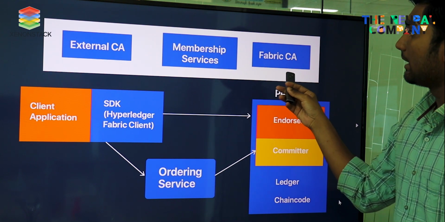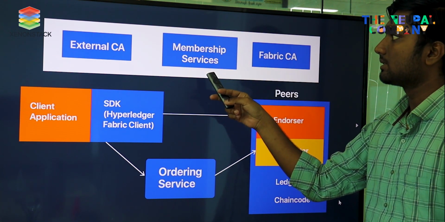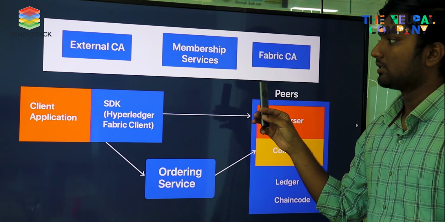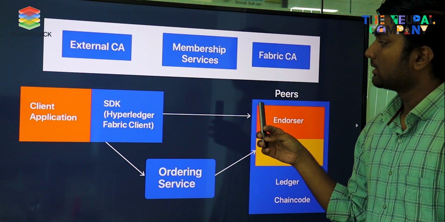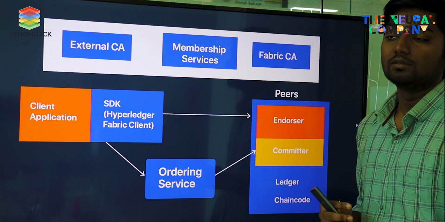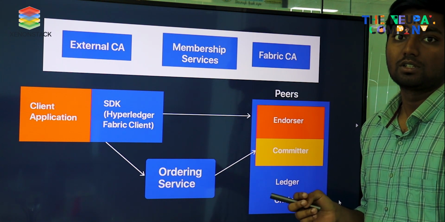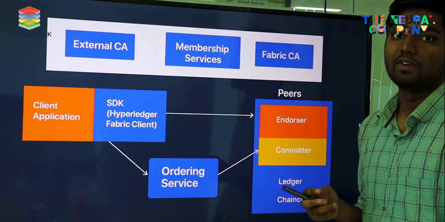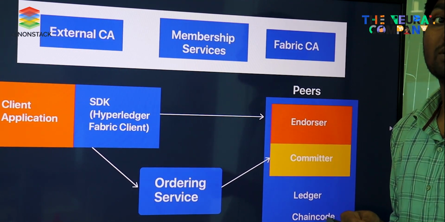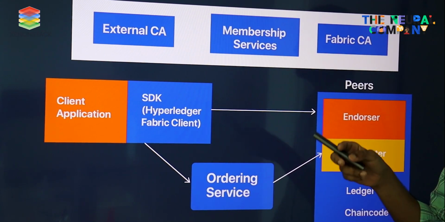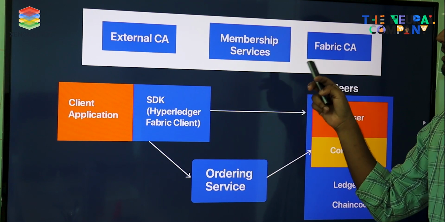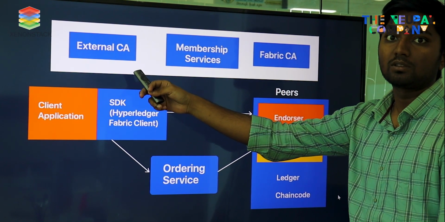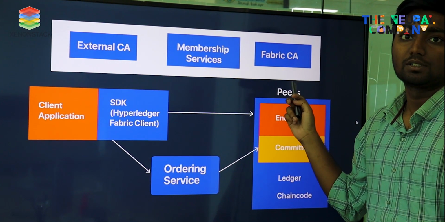And above here we can see the membership services. Now membership services provide us an important aspect of the Hyperledger Fabric blockchain. Hyperledger Fabric is a permissioned blockchain, which means that everyone who accesses it, their identity is known and verified. This verification is done on the basis of certificates. Certificates are provided by certification authorities. Now, these membership services provide the certificates either from an external certificate authority or from the Fabric certificate authority.